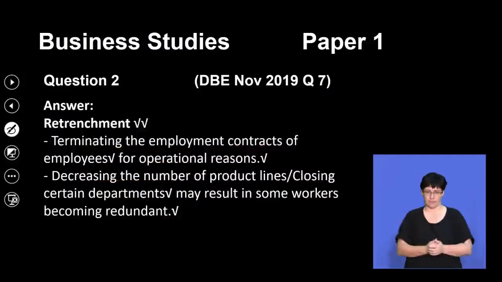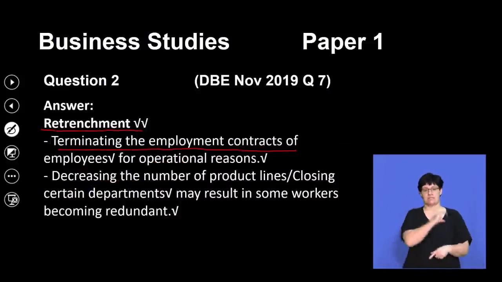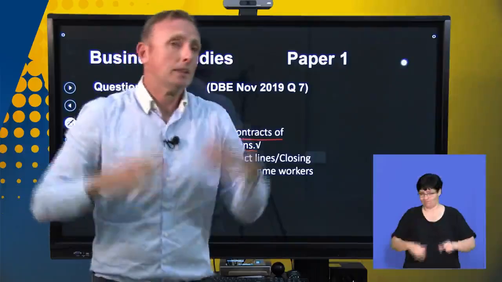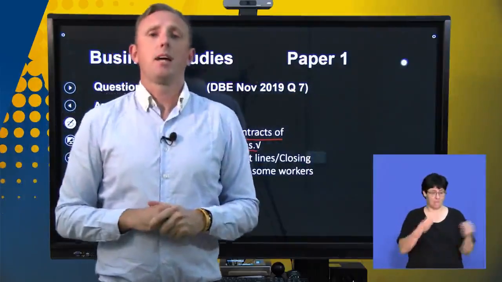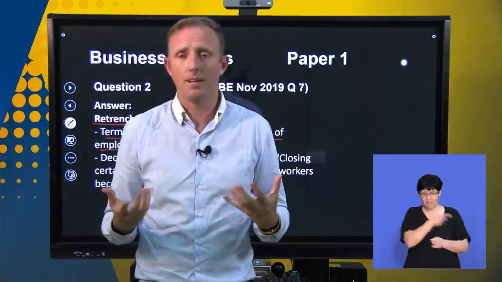All right, and then the final defensive strategy is retrenchment. So that's where we're terminating the employment contracts of employees for operational reasons. So there isn't enough business coming in, so unfortunately we're going to have to retrench people. There isn't enough work coming in, there isn't enough money coming in. So in order for the business to save money, they will retrench people.